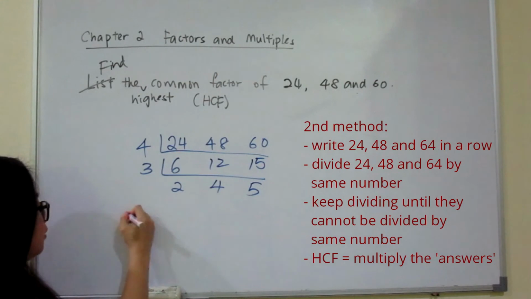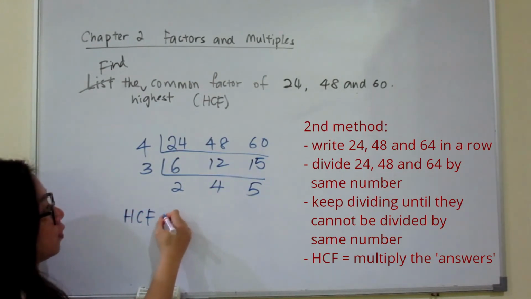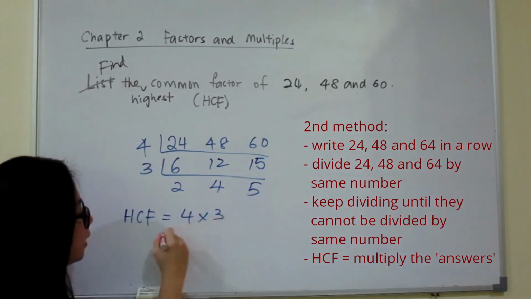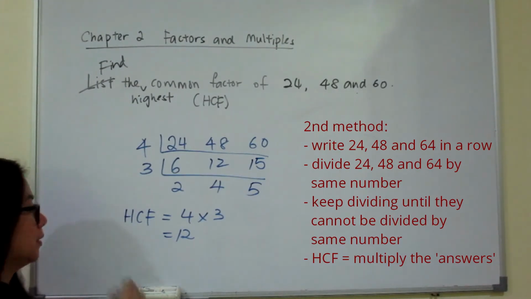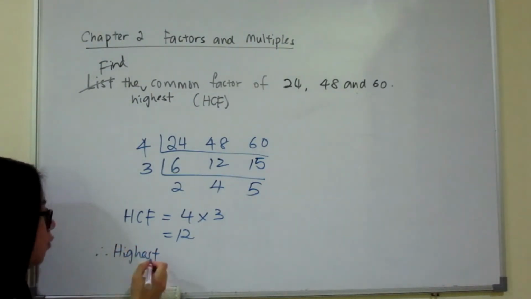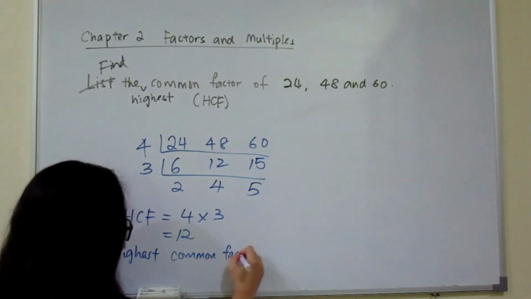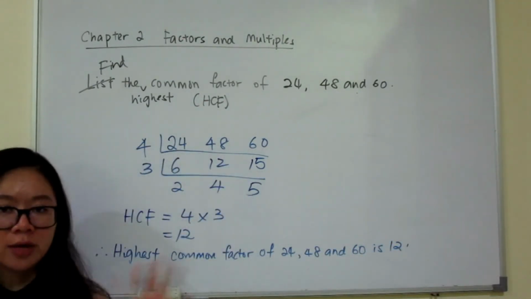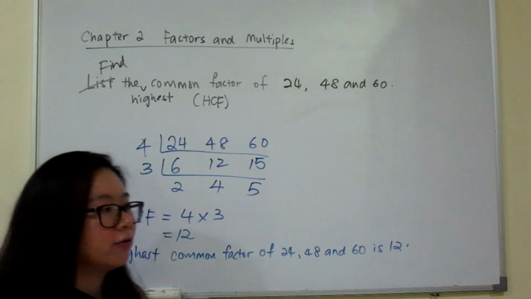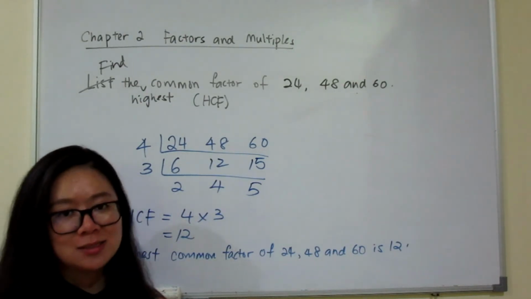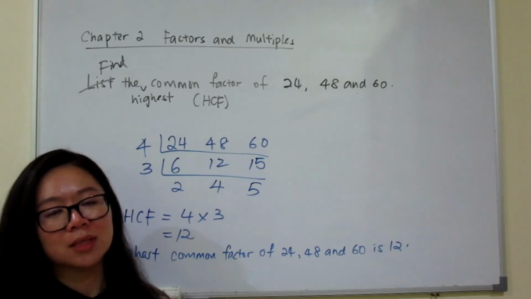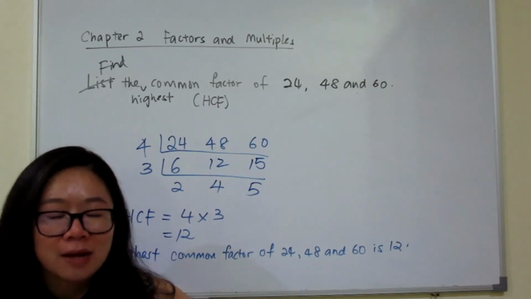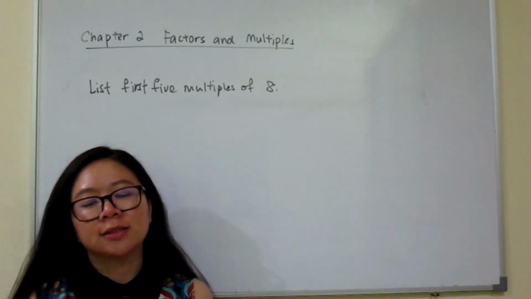Now let's write down the HCF of 24, 48, and 60. It is this times this: 4 times 3, that is 12. Therefore, the highest common factor of 24, 48, and 60 is 12. You can use the other method to list out all the factors of 24, 48, and 60, and you're going to see that 12 is the highest common factor. You can try it out yourself. I'm not doing it.